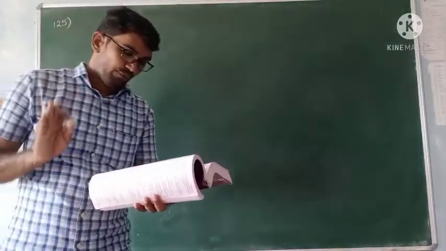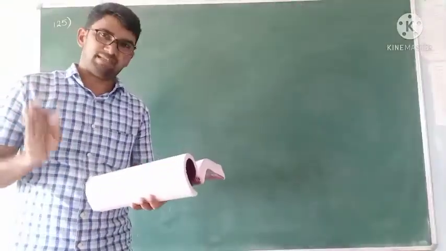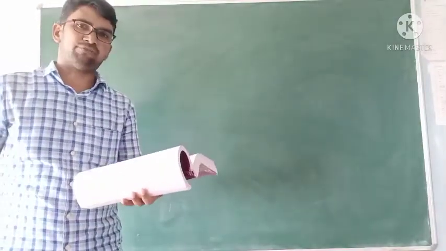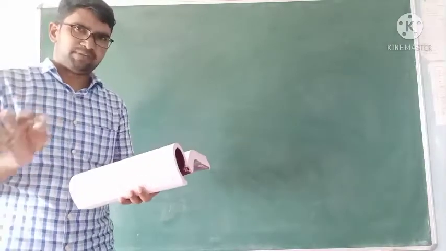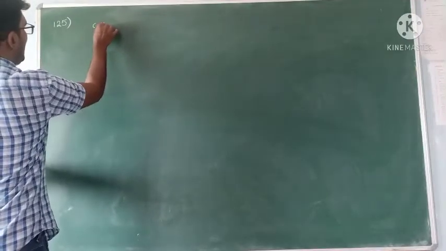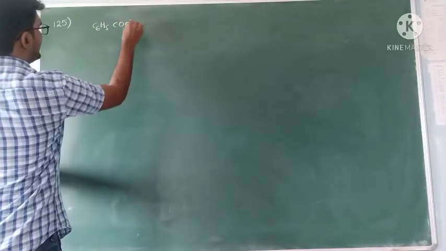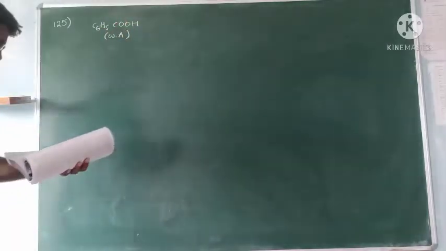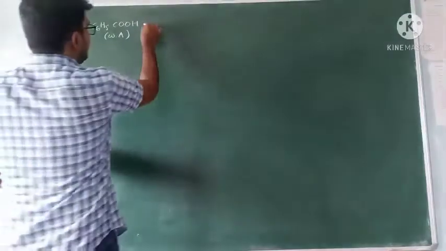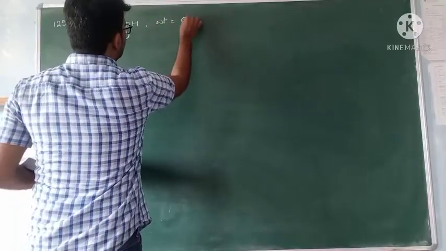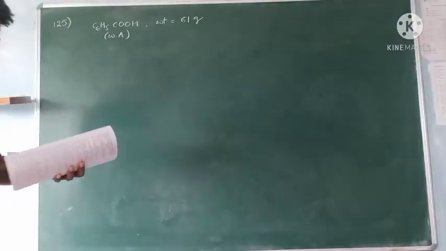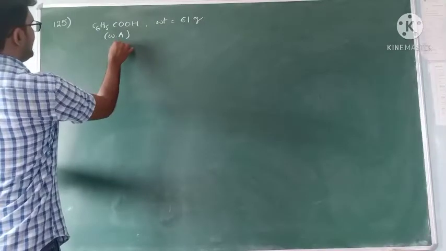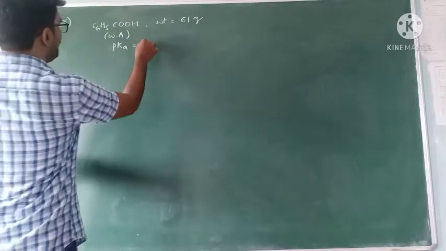Problem 125. In this problem, 1 liter solution is prepared by mixing 61 grams of benzoic acid and its pKa value is given. First one is benzoic acid. Benzoic acid formula C6H5COOH. This is one of the weak acids, because it is an organic acid, so it is a weak acid. Its weight is given, 61 grams. And also pKa value is given, pKa equal to 4.2.